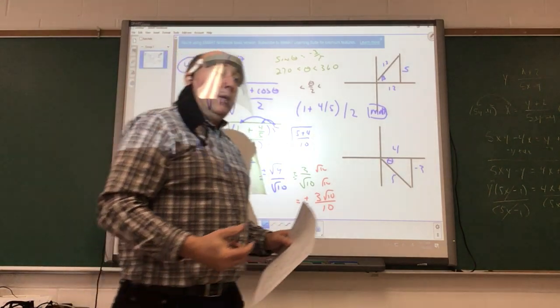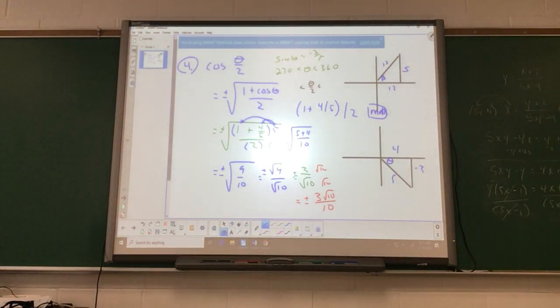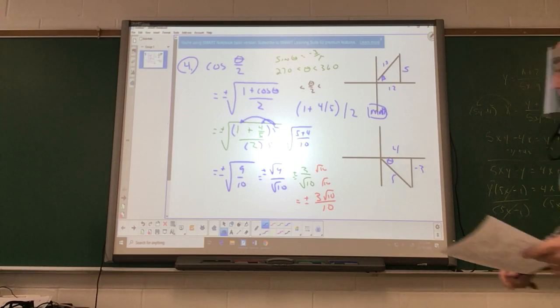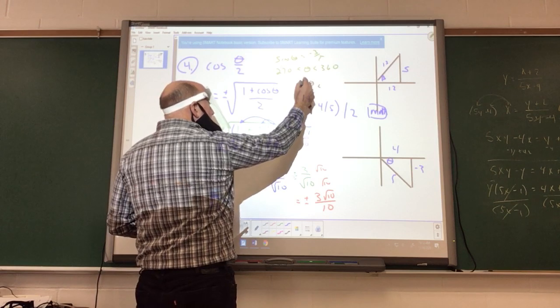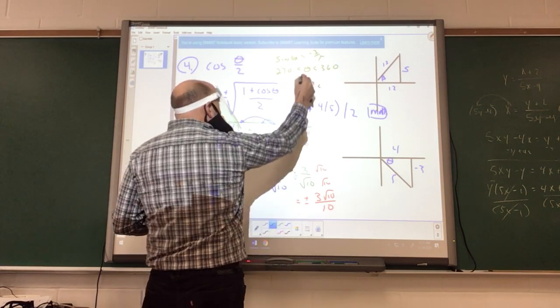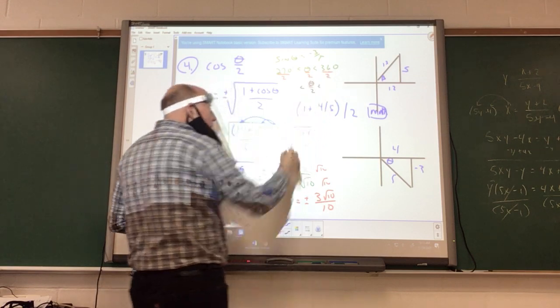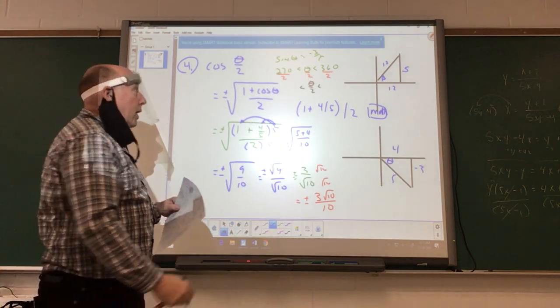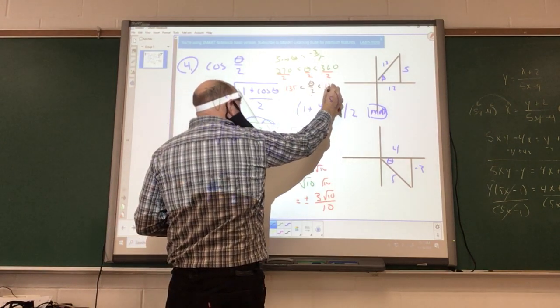If theta is between 270 and 360, half theta is going to be in between what value and what value? Isaac, where? 135 and 180. How'd you get it? Because this is telling me I'm taking theta dividing by 2. So if I take this divided by 2, I have to do it to everything. So I have 135 and 180 degrees.